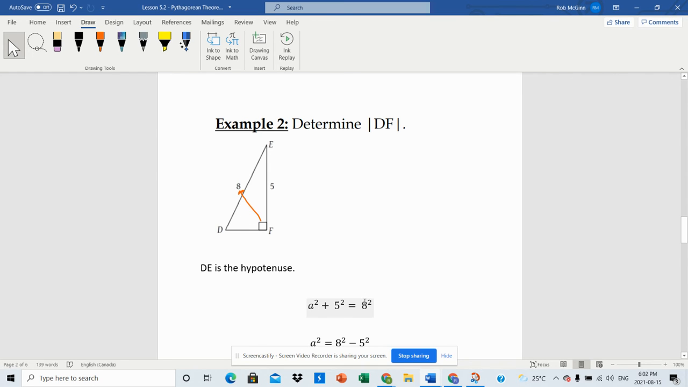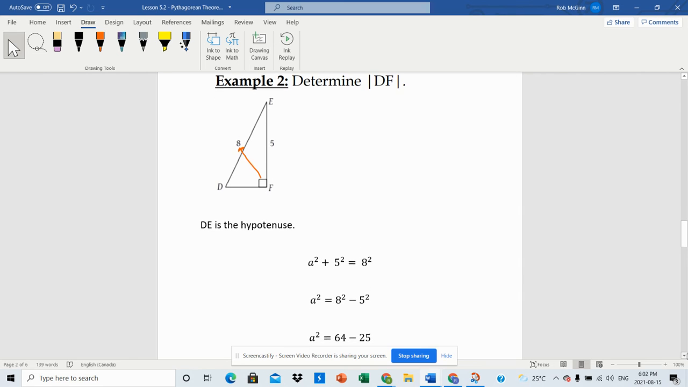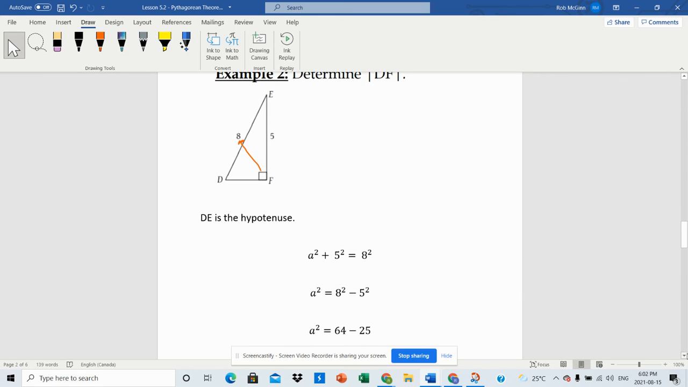So what we're going to do is get A squared all by itself on the left-hand side. We're going to bring this 5 squared over to the right-hand side. Of course, it's going to become negative when it does that. So we're going to get A squared equals 8 squared minus 5 squared. 8 squared is 64, 5 squared is 25. So now we have A squared equals 64 minus 25.